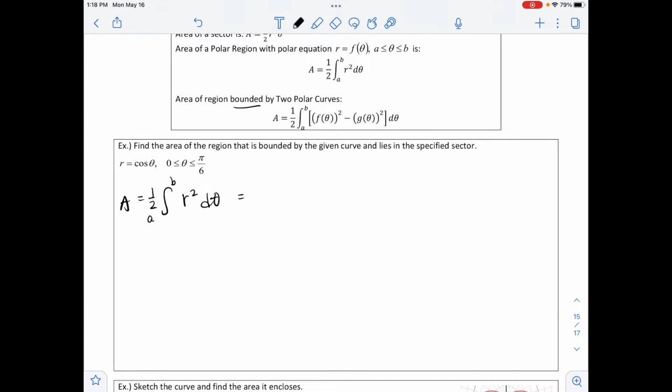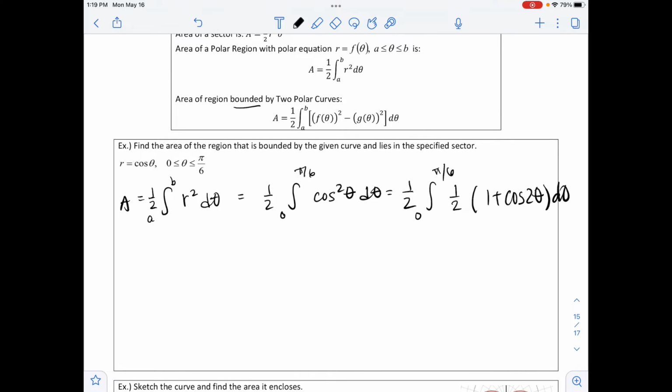And so for this problem, we have 1/2 times the integral from 0 to pi over 6 of r squared, and for us, r squared is going to be cosine squared theta, and then d theta, which we learned how to integrate back in chapter 7, and I'm going to go ahead and use that power reducing formula that we discussed back then, which is now going to be the integral from 0 to pi over 6, keeping that 1/2 out in front, and then cosine squared theta is equivalent to 1/2 times 1 plus cosine 2 theta d theta.